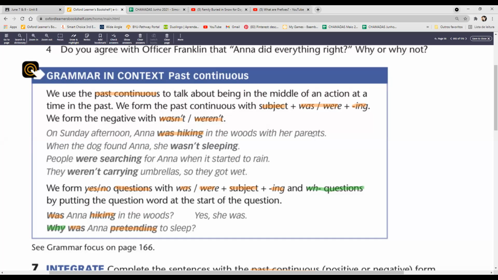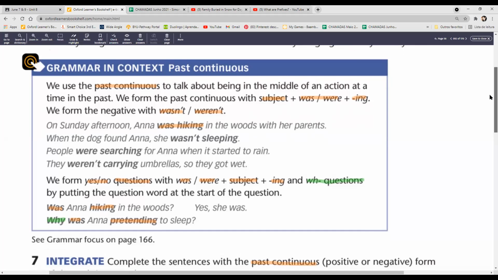Okay, so in the past continuous, we saw that when we are talking about actions in progress in the past, we can use that. We need a subject, the verb to be in the past, and the main verb in the ing form. Okay, so here we have an example. On Sunday afternoon, Anna was hiking in the woods with her parents.